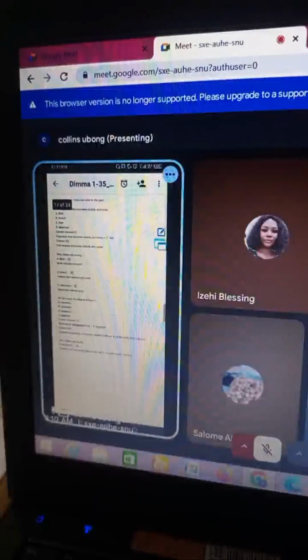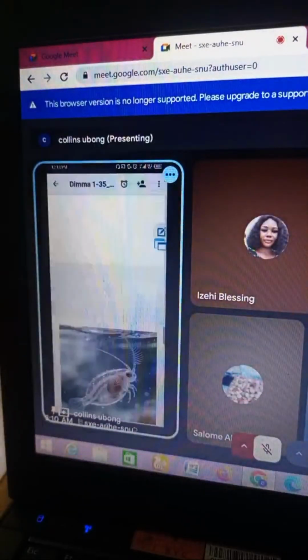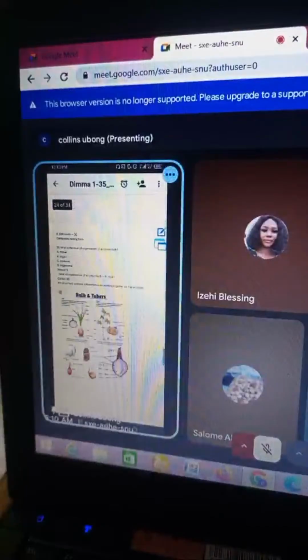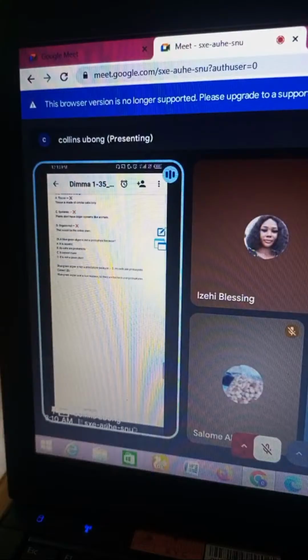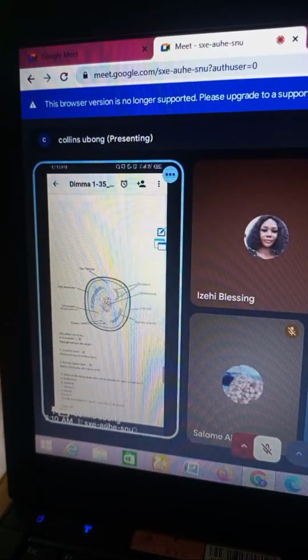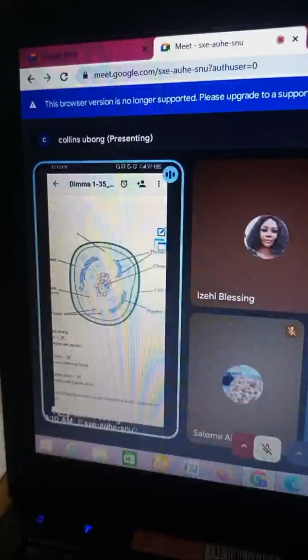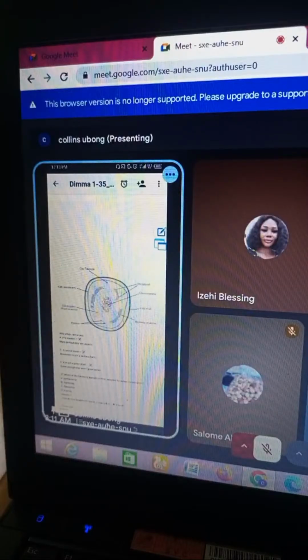26, right? Was that 26? If you are following. Okay, we've done 26. This is a typical diagram of how blue-green algae looks. If you observe, you see the chromosome content is just scattered. It's not found inside a nucleus. That's why it's a prokaryote. So this is how a blue-green algae looks.